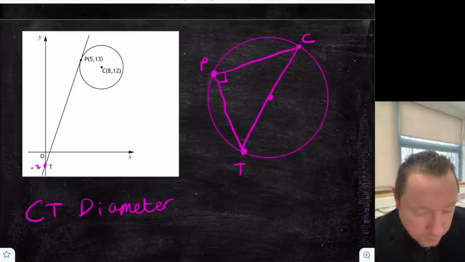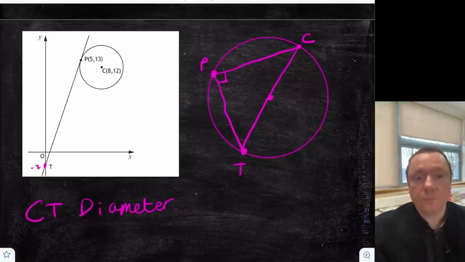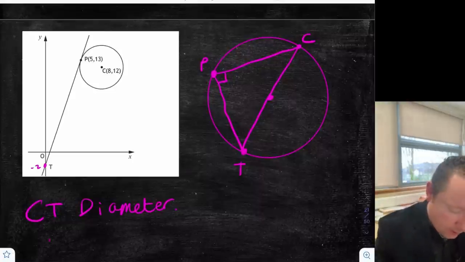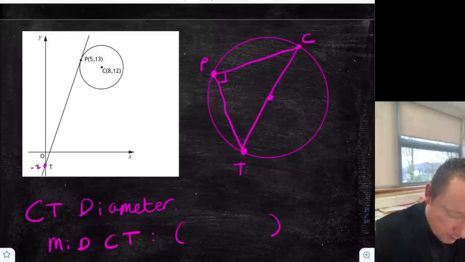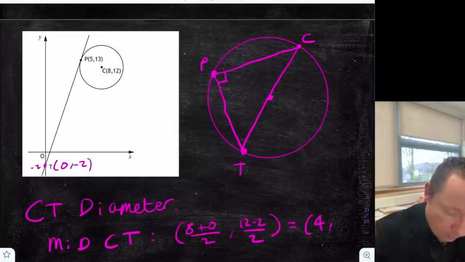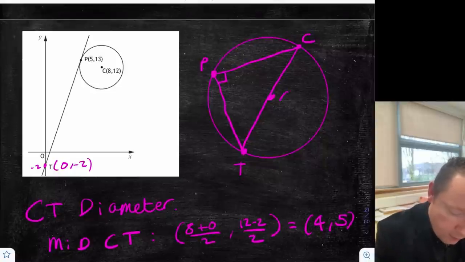And therefore, we can work out the midpoint of C and T. So the midpoint of C to T, well, we've got 8. And remember, T is 0, minus 2. So it's 8 plus 0 divided by 2, and it is 12 minus 2 divided by 2. So that's 8 over 2 is 4, and we've got 10 over 2, which is 5. So we know our midpoint now is 4, 5.